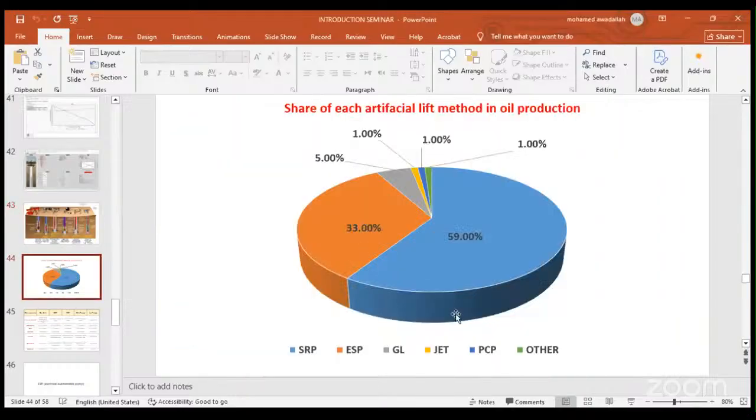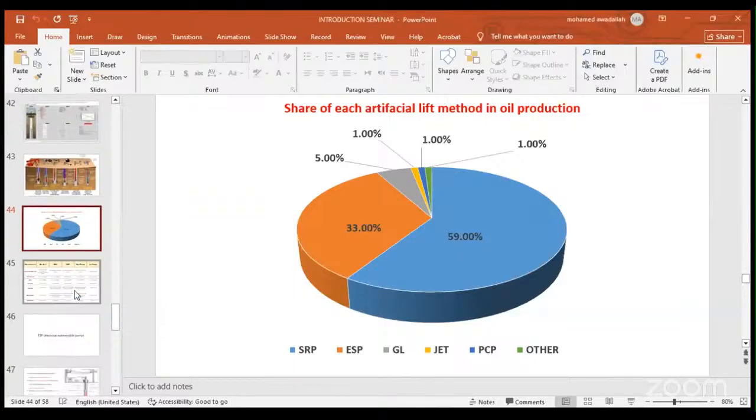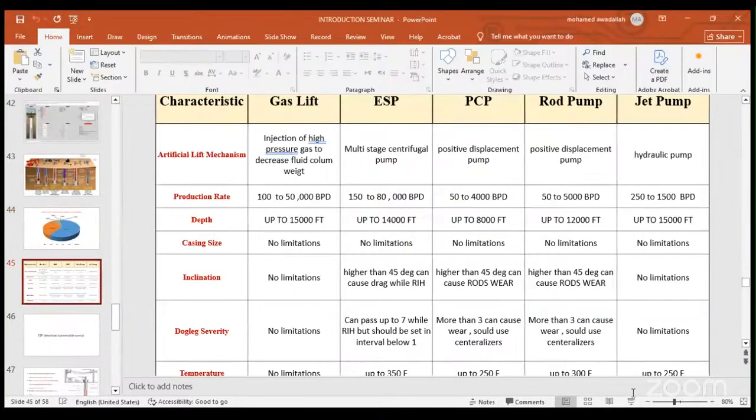We have in this chart a comparison of the percentage of each artificial lift. We can see here that the sucker rod is the major method used for production, and the ESP is the second one. Then gas lift and jet pump are minor. There is here also a comparison, as we can see, between the different artificial lifts: when we need gas lift, when we need ESP, PCP, rod pump, and jet pump.